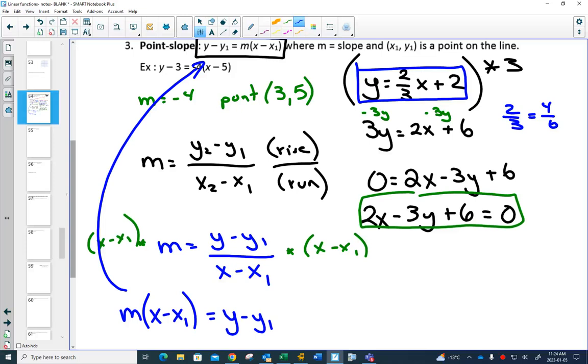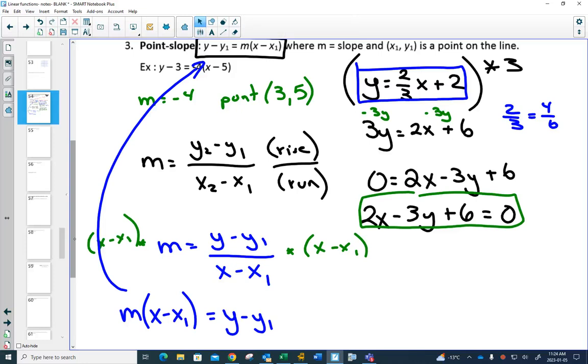Now, all three of these equations have a purpose. The one that you will probably like the most is y equals mx plus b, because we've used it the most, and it is most commonly talked about when talking about lines.